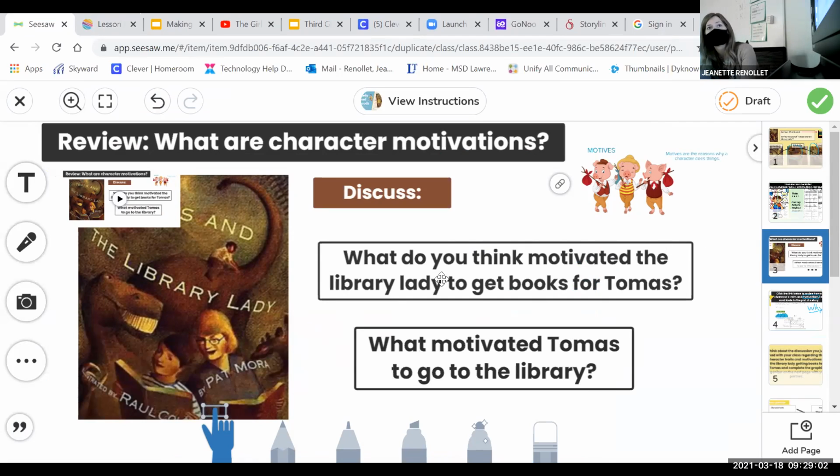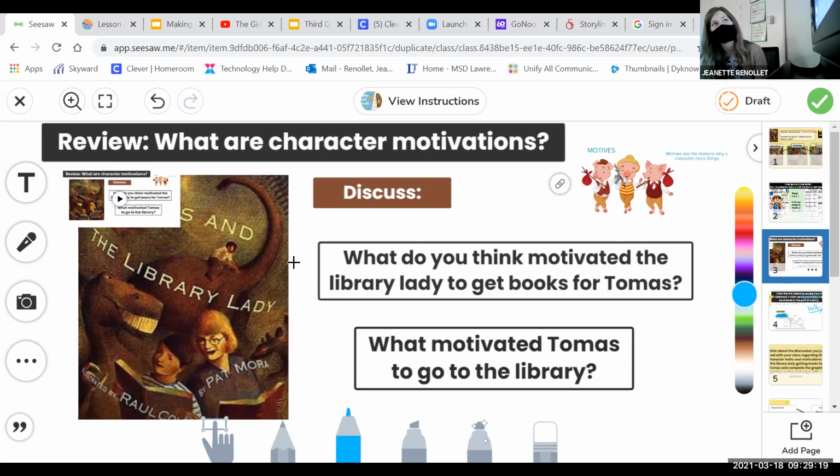So let's go to slide number 3. Go to slide number 3, and we're going to have a class conversation about characters and what motivates them, the reason, the why they do something. So look at slide number 3. The first question says, what do you think motivated the library lady to get books for Tomas?